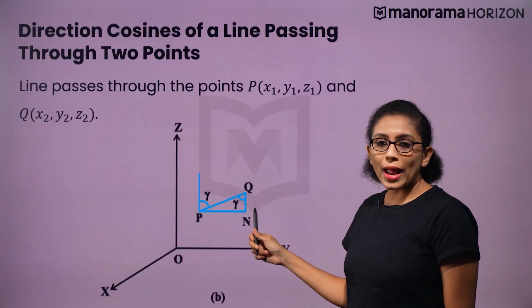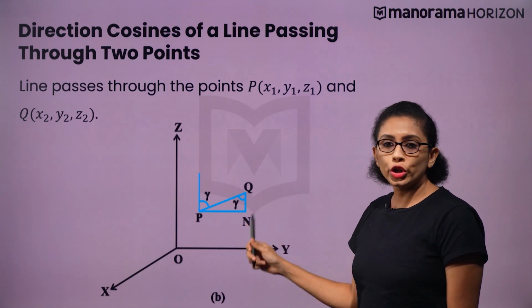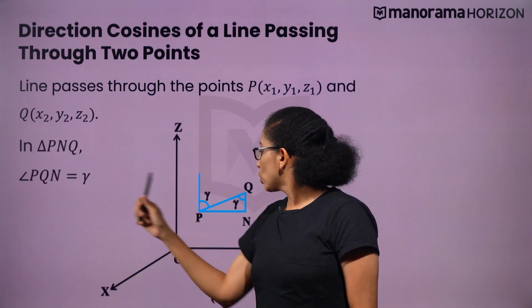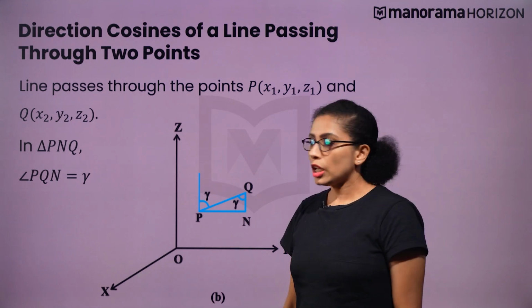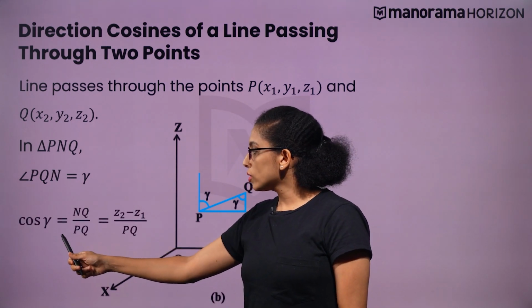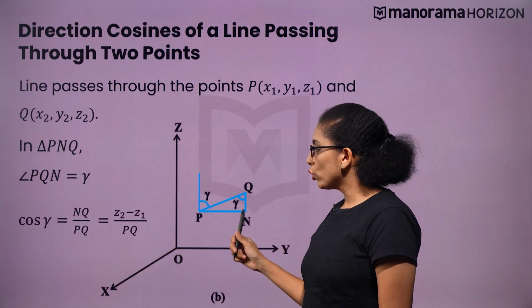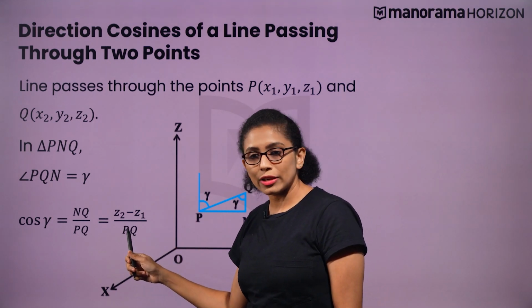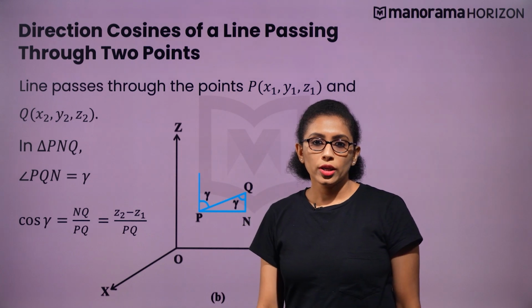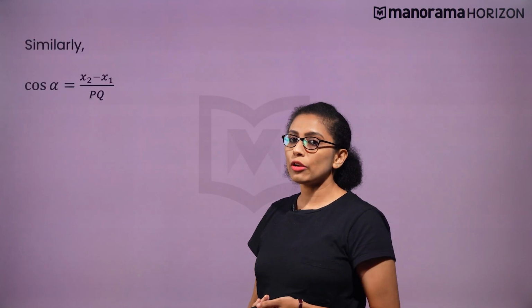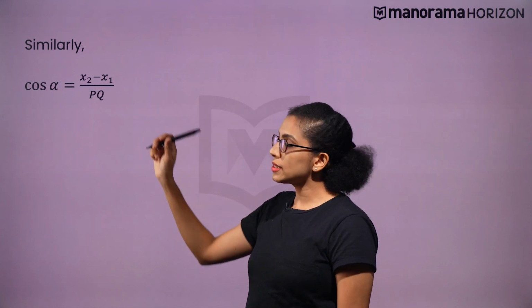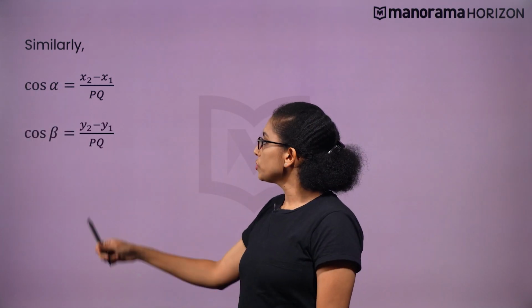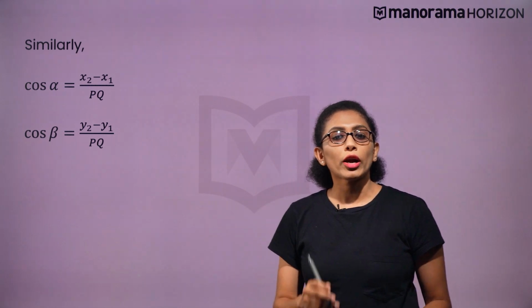So, in that triangle PNQ, angle PQN is equal to gamma. Therefore, what is cos gamma? Cos gamma is equal to NQ by PQ, which is equal to Z2 minus Z1 by PQ. Similarly, we get cos alpha and cos beta. Cos alpha is equal to X2 minus X1 by PQ and cos beta is equal to Y2 minus Y1 by PQ.